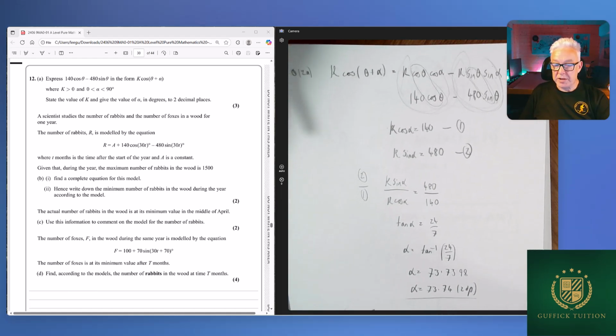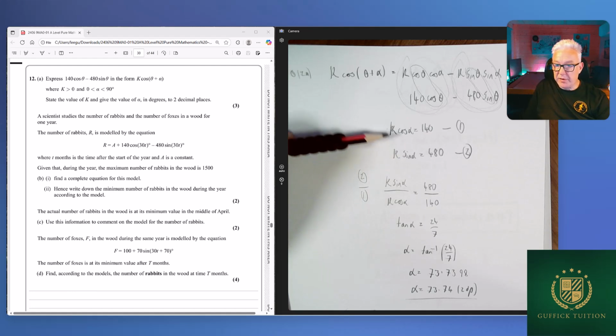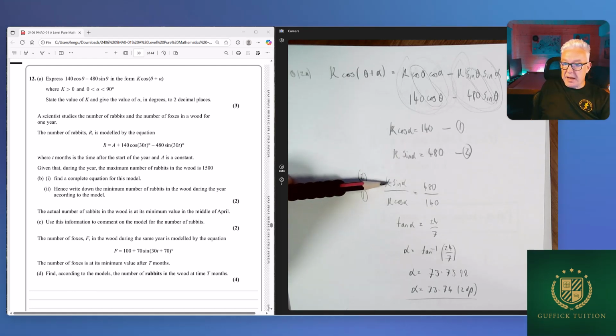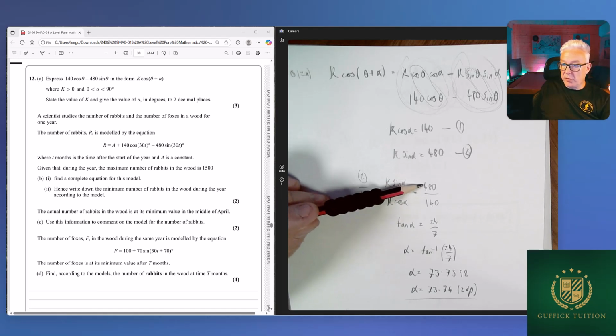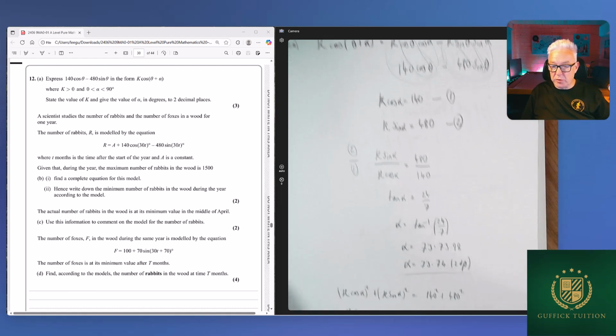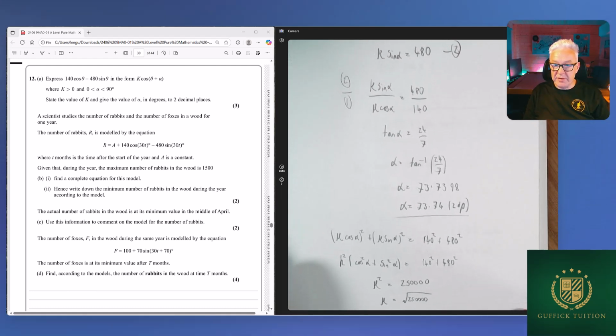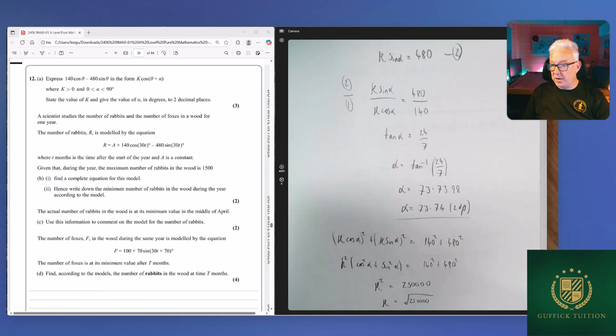Now we divide those two equations by each other: k sine alpha divided by k cos alpha. When we do that, the k's cancel, and we get that tan alpha is going to equal 480 over 140. 480 over 140 simplifies into 24 over 7. So inverse tan of that gives us our alpha. Alpha is equal to 73.74 when given to two decimal places.